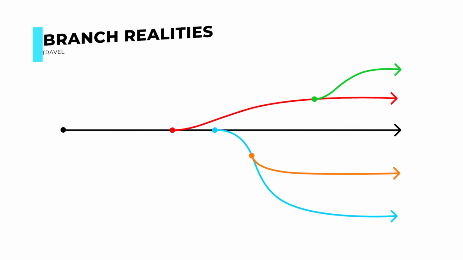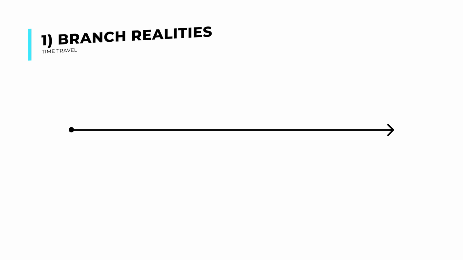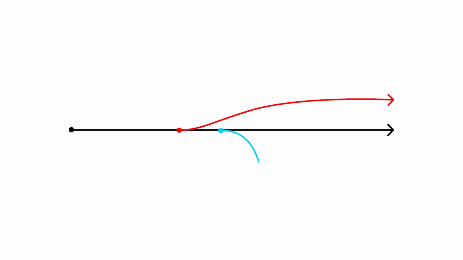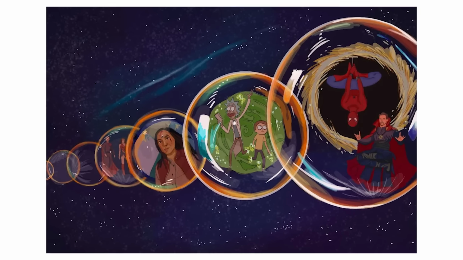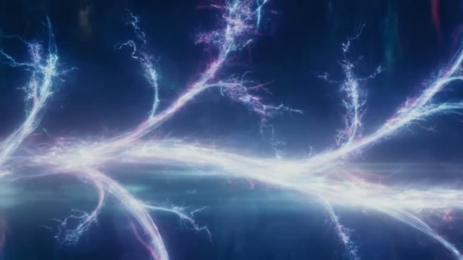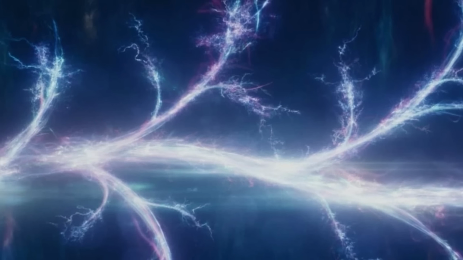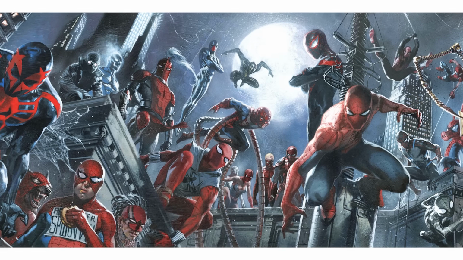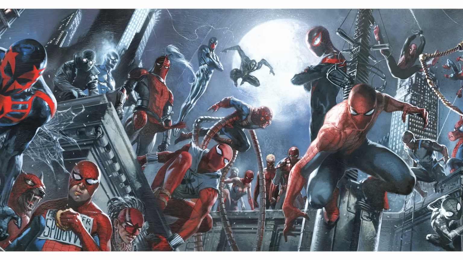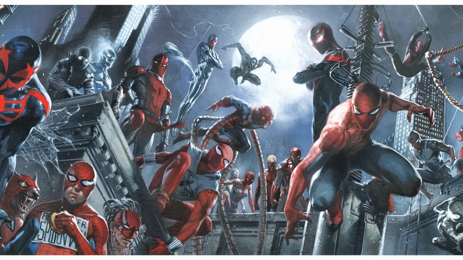Up first is branch realities. This type of time travel is based on the idea that changes made in the past do not alter the original timeline. Instead, they create an alternate timeline or reality that runs parallel to the original one. This is often tied to the concept of the multiverse or the many worlds theory, where every choice or action leads to the creation of a new branch of reality. As a result, the original timeline remains intact, but the character's actions create a new divergent reality. This allows for the existence of multiple versions of the same characters, each experiencing different outcomes based on their choices.